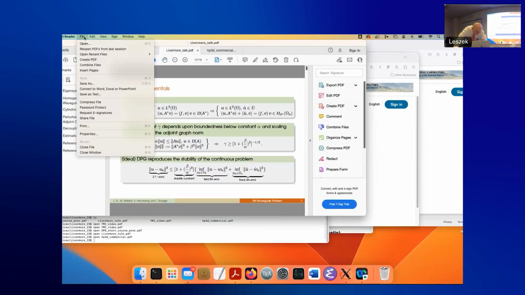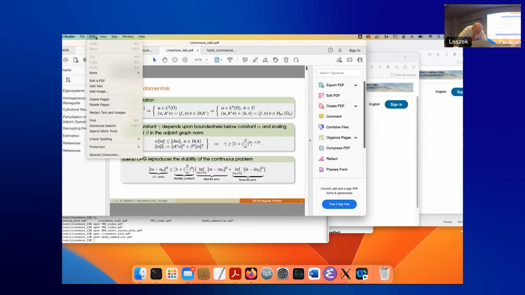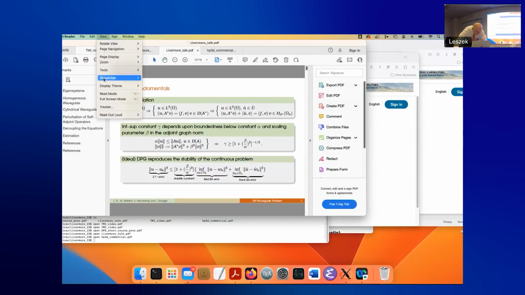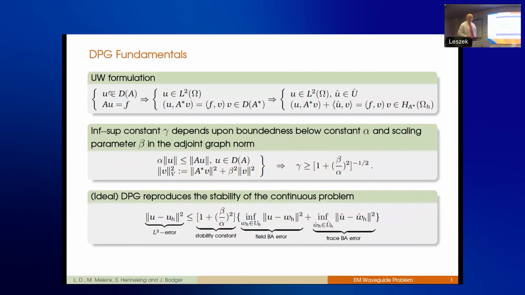And in the end, I will have a small commercial on some other work that we're doing right now. All right, so I will start with DPG fundamentals. We already have talked a little bit about that.